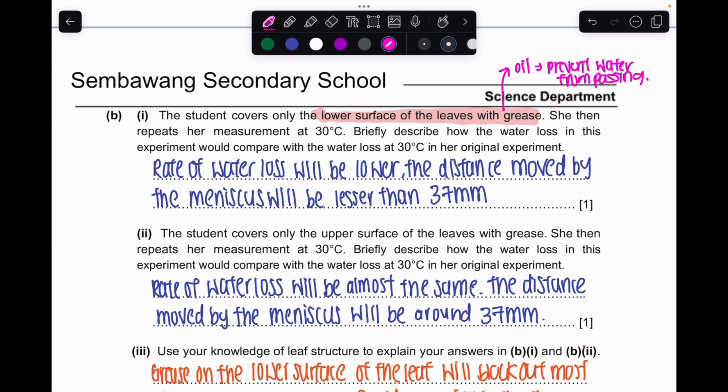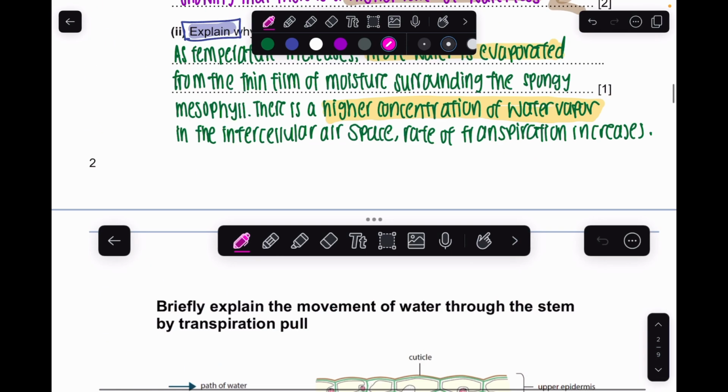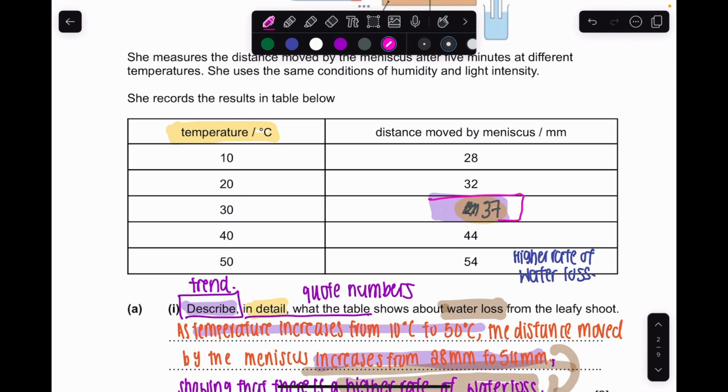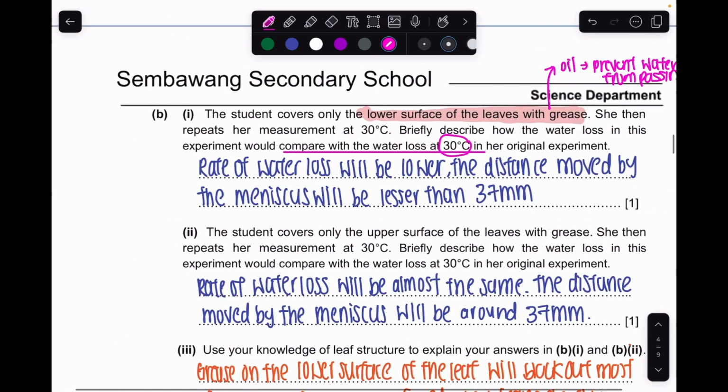Okay, so we are to briefly describe how water loss in this experiment would compare with the water loss at 30 degrees Celsius in the original experiment. So if you look at the answer key, you have to compare your expected data with the actual data given in the experiment here. So you have to tell me how, if I cover the lower surface of the leaf with grease, will the distance moved by the meniscus be at 37 mm or more than or less than 37 mm? So you do need to make that comparison back to the original data.